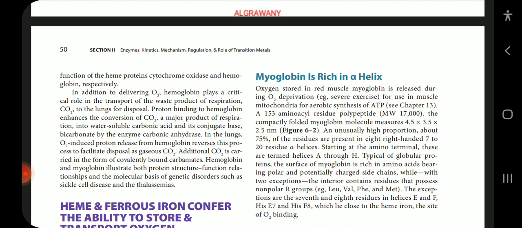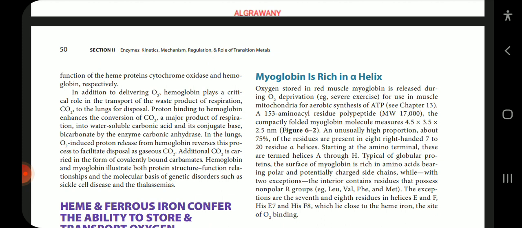In addition to delivering O2, hemoglobin plays a critical role in the transport of the waste product of respiration, CO2, to the lungs for disposal. Proton binding to hemoglobin enhances the conversion of CO2, a major product of respiration, into water-soluble carbonic acid and its conjugate base, bicarbonate, by the enzyme carbonic anhydrase. In the lungs, O2-induced proton release from hemoglobin reverses this process to facilitate disposal as gaseous CO2. Additional CO2 is carried in the form of covalently bound carbamates.